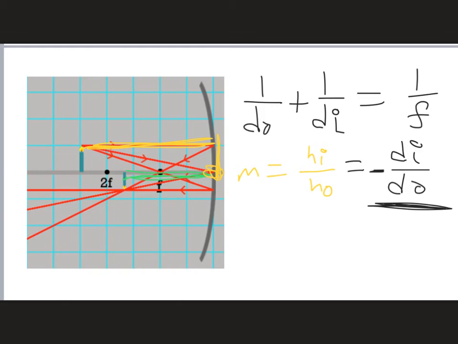And of course, if this number is bigger than 1, that means that the image is bigger than the object. On the other hand, if the image is smaller than the object, you're going to be dividing a smaller number by a bigger number, and that would tell you that this would be some fraction. So if this number is less than 1, if it's 0.5, that tells you that the image is half the size of the object. And of course, if it's equal to 1, that means the image and the object have the same size.